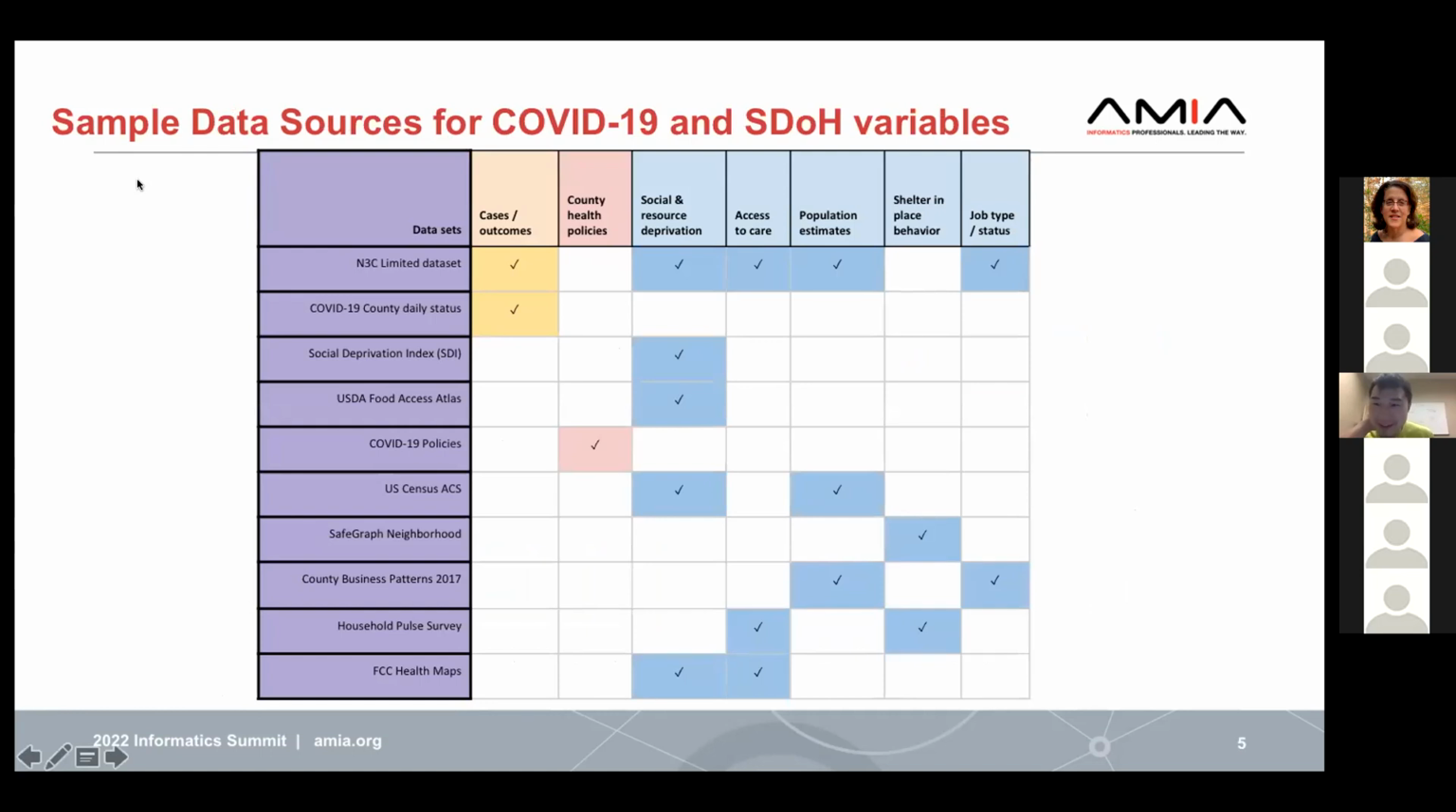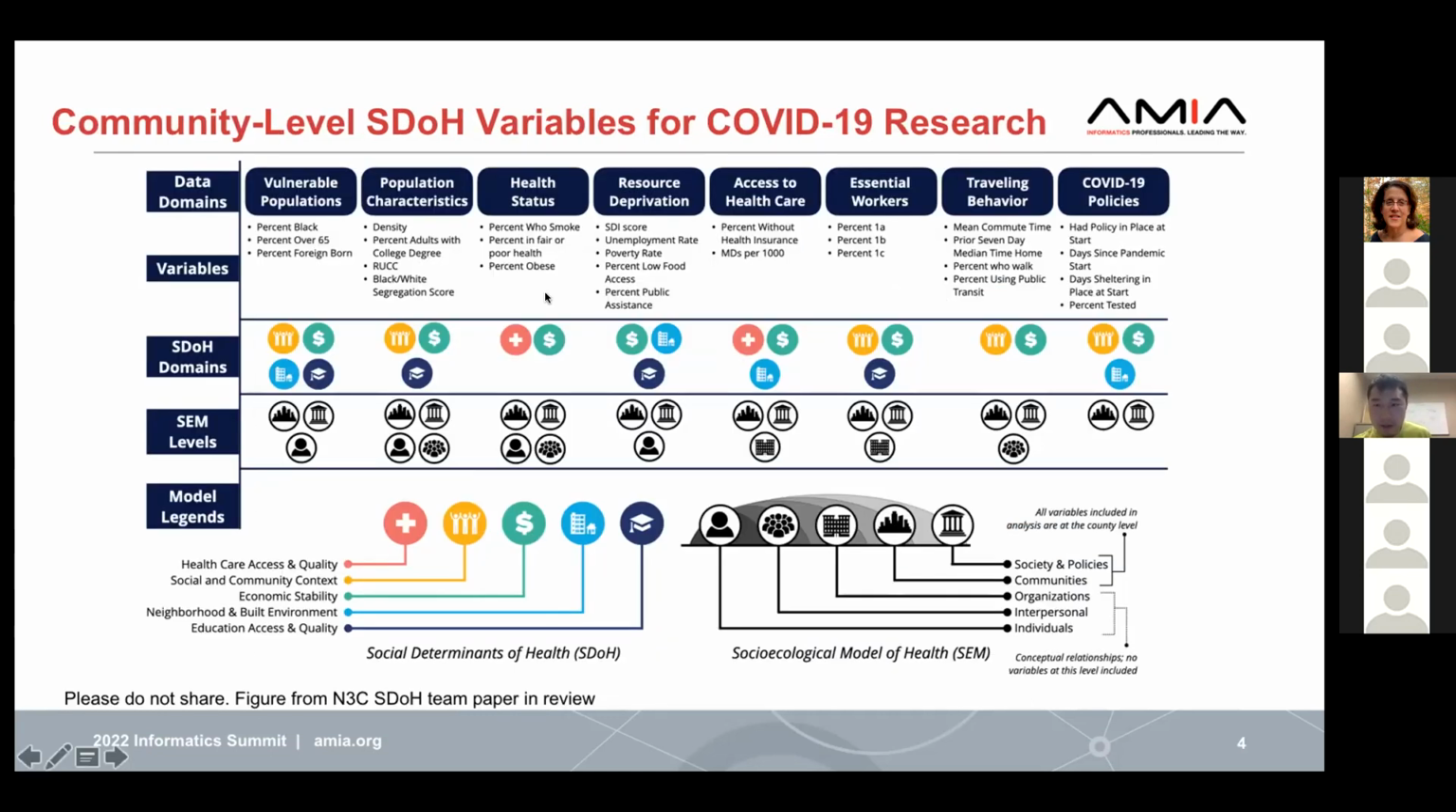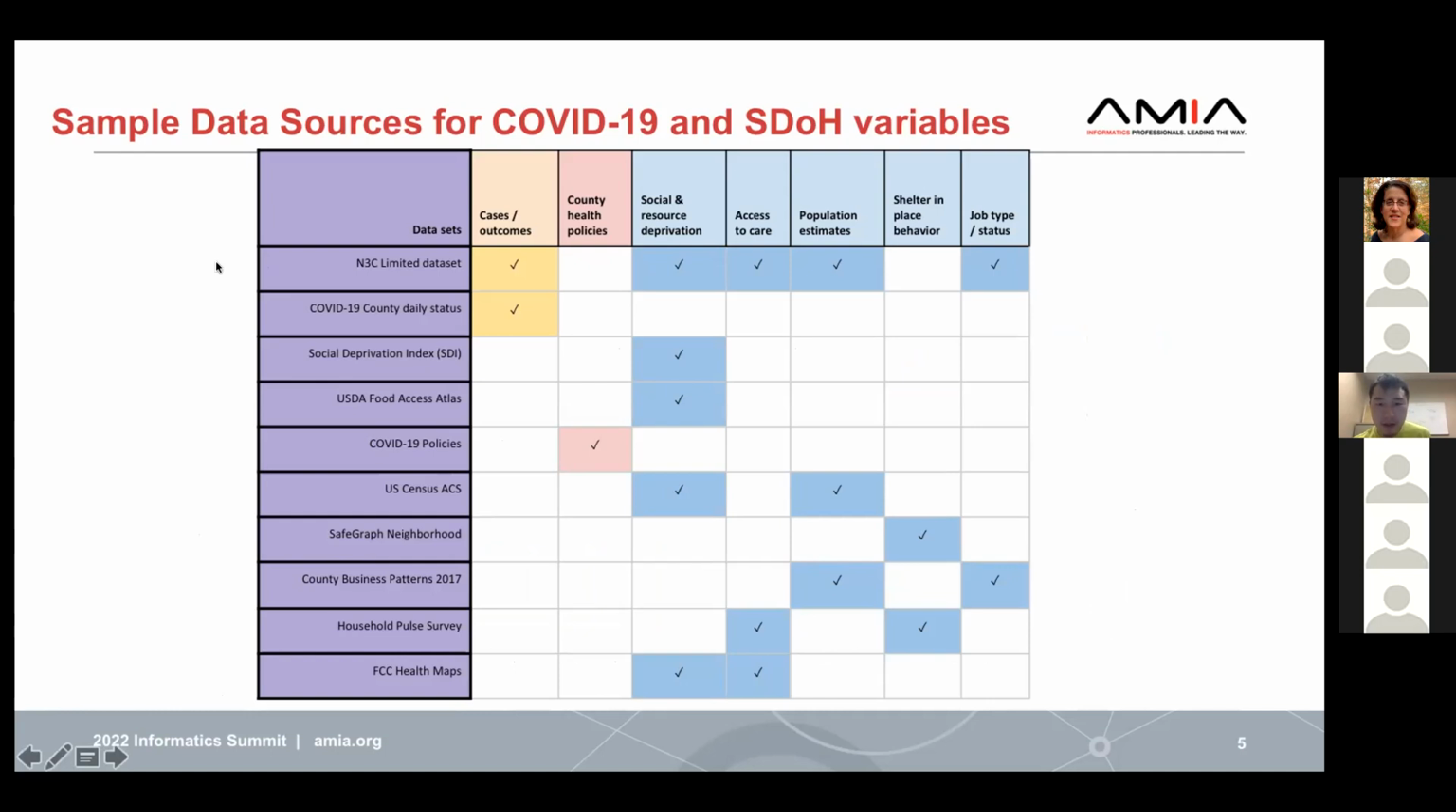I was hoping Charisse would be on here because she would be able to speak to the final figures in that paper a lot better. But what was ingested into this at the time was basically the N3C data. For the study that was recently published, we were using the county level COVID-19 county daily status. It's one of the data sets that N3C put together.